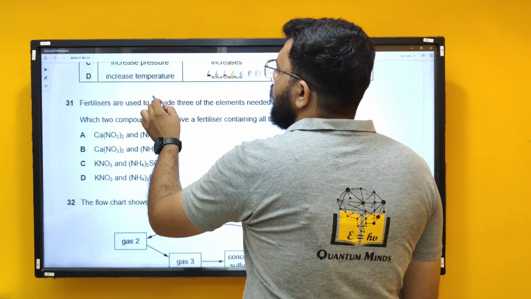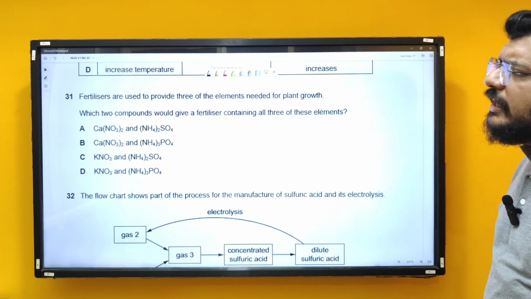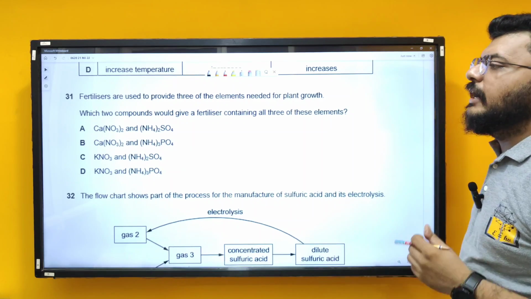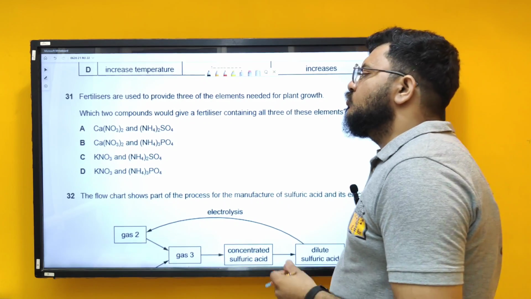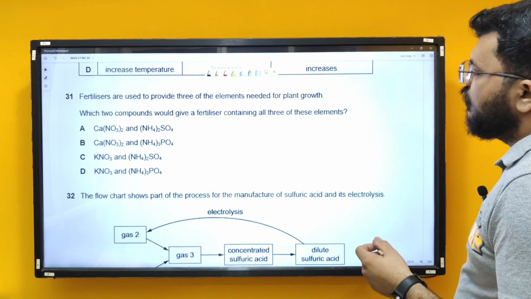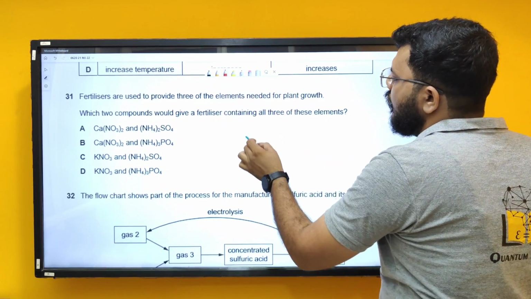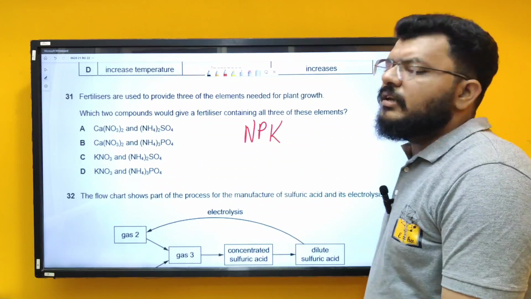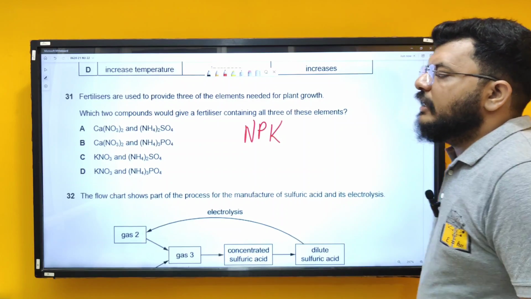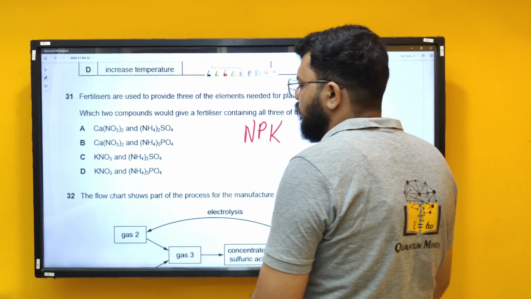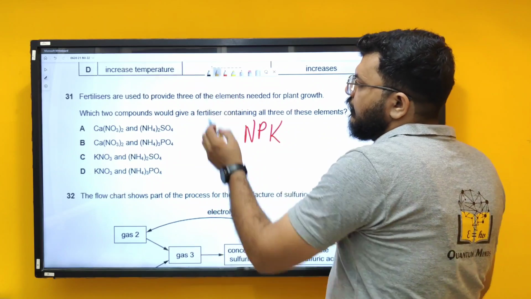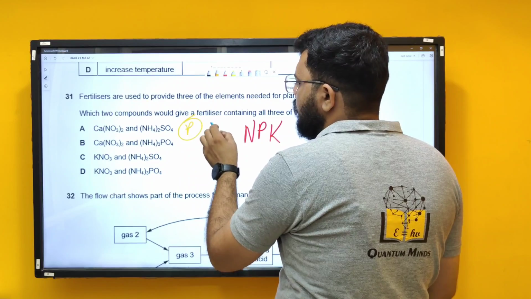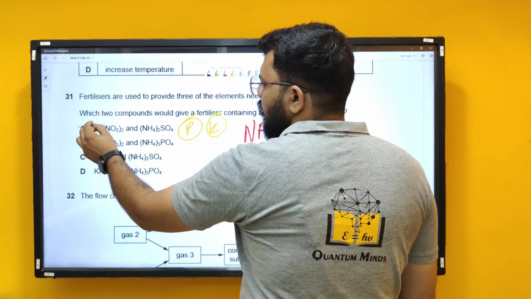Then question 31. Fertilizers are used to provide three of the elements needed for plant growth. Which two compounds would give a fertilizer containing all three of these elements? What do you require? You require NPK: nitrogen, phosphorus and potassium. Let's find out. Calcium nitrate and ammonium sulfate. What does it lack? It has nitrogen, it does not have phosphorus, and it does not have potassium. So this is not your answer.